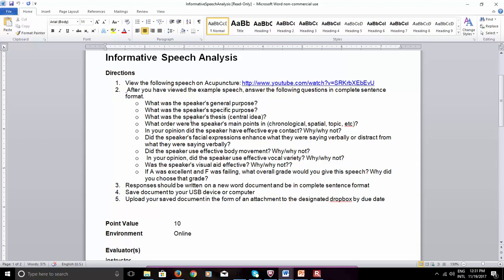In your opinion, did the speaker use effective vocal variety? Was the speaker's visual aid effective? And if an A was excellent and an F was failing, what overall grade would you give the speech? Why did you choose that grade?